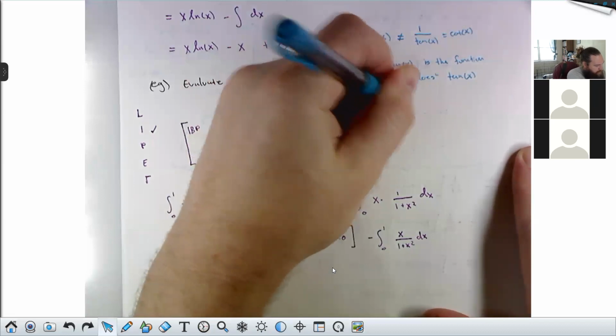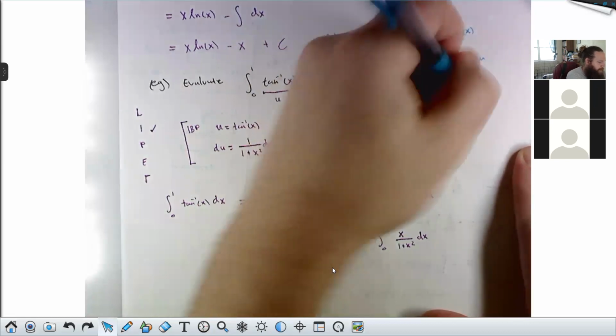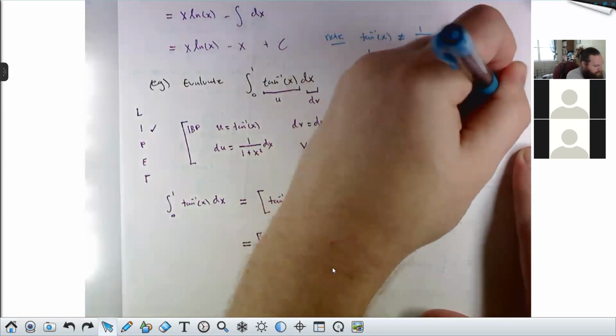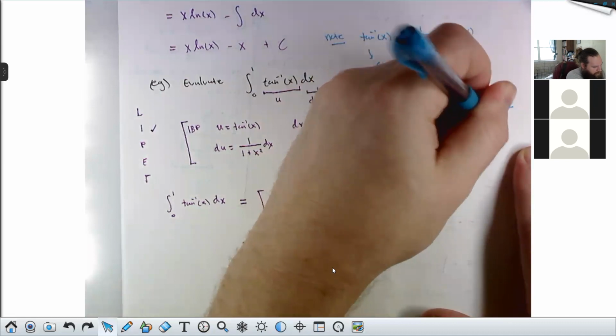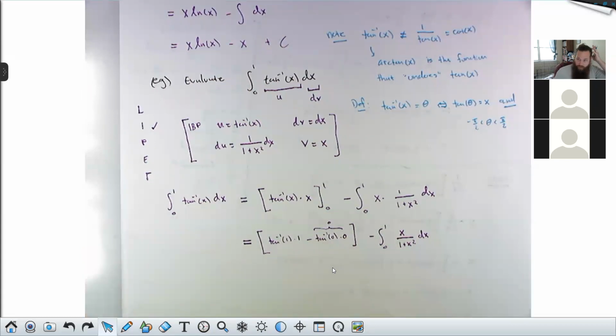We say the inverse tangent of x is equal to theta if and only if a pair of things are true: the tangent of theta is equal to x, and negative pi over 2 is less than theta is less than positive pi over 2. So the inverse tangent of 1 is going to be an angle in radians between negative pi over 2 and positive pi over 2, such that the tangent of that angle is equal to 1. Where is the tangent equal to 1? Pi over 4. Very good.